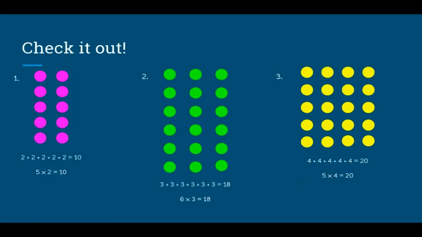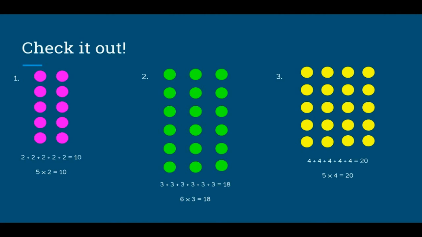How'd you do? I hope you had a good discussion. Take a look at number 1. 2 plus 2 plus 2 plus 2 plus 2 equals 10. I had 5 rows, 2 in each row, and that gave me a total of 10, which means that I have 5 times 2 equals 10.